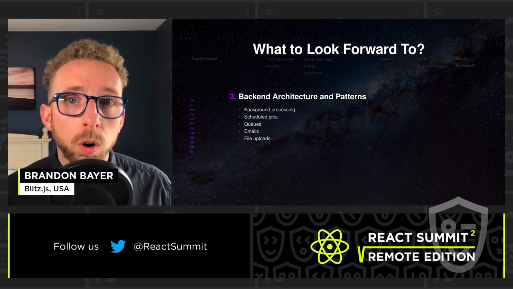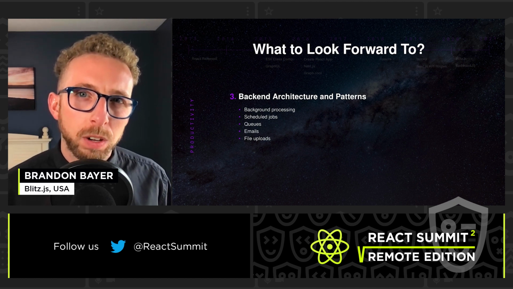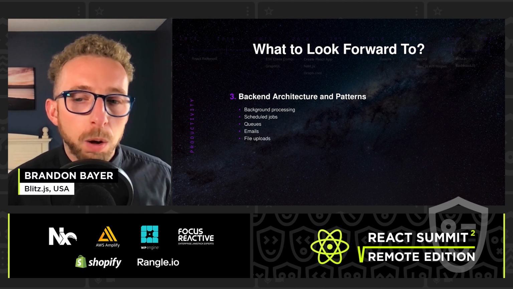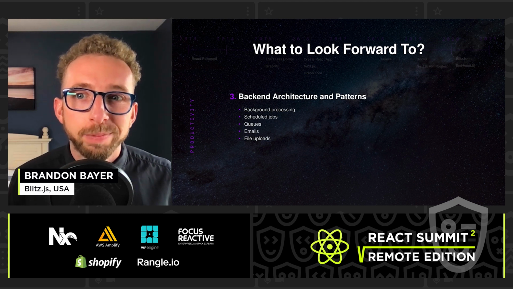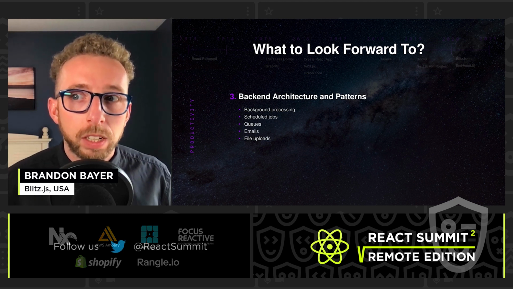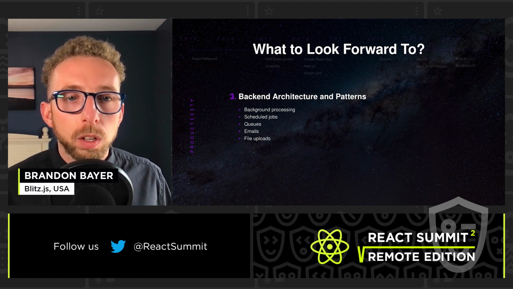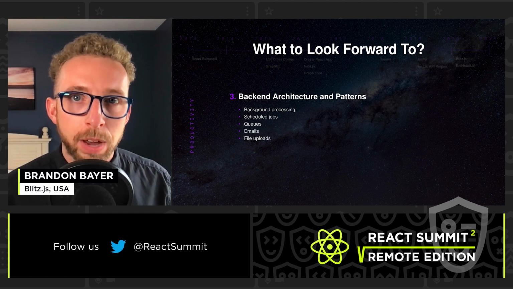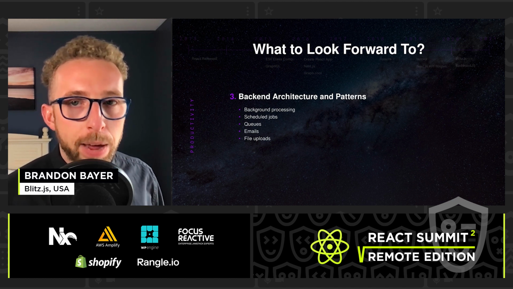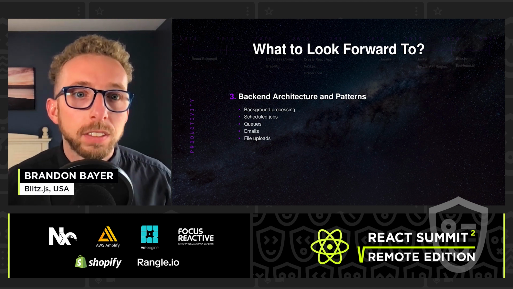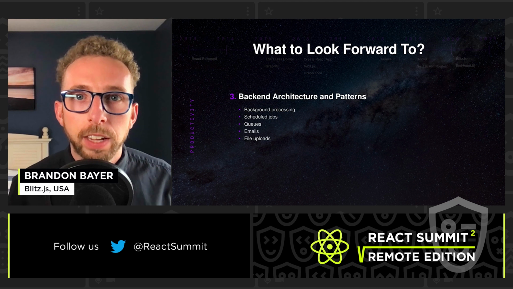Next is more backend architecture and patterns. Blitz and Redwood are both very minimal right now when it comes to the backend. We don't provide many APIs or recommendations. It leaves a lot to the reader to figure out, or the coder in this case. But we absolutely want to make this better, and we're going to get there. The things that you need on the back end are things like background processing, scheduled jobs, queues, emails, file uploads, these sorts of things.